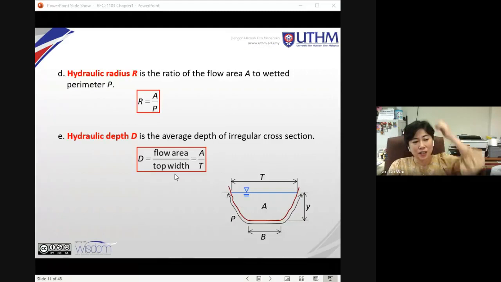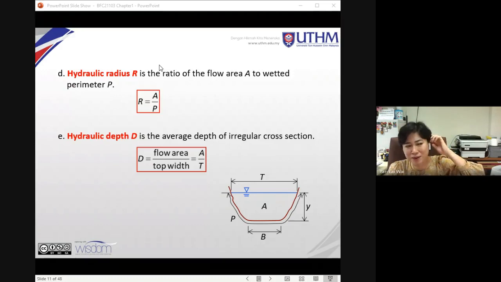Now, this slide here, if you ask me whether you want to memorize this, I think this formula is very easy to remember. But sometimes we would give you this formula in your test and final exam as well. It's just R equals A over P, and D equals A over T. But you really need to understand the word hydraulic depth. When you look at the depth, it should be the area divided by the width, so it's top width, basically. Radius is some sort of area divided by perimeter. You get some sort of representative value of radius.